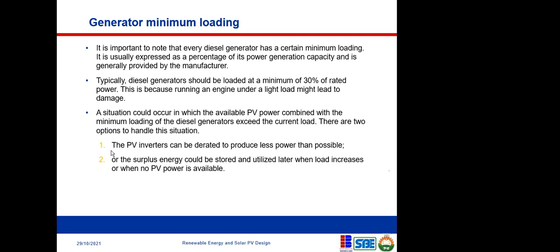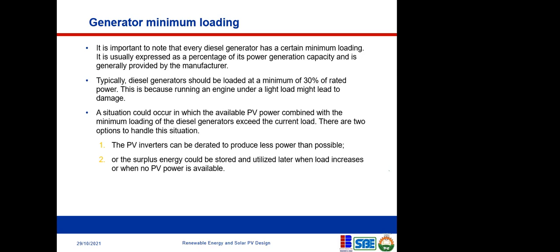One of the ways to handle it is that the PV inverter can be derated to produce less power than possible. So the PV will now reduce the amount of energy that is coming from your solar system and then augment it from the generator. So your generator can now operate at 30% minimum loading, and then it will take the remaining power from your solar system, just so that your generator can run efficiently. 30% is not even efficient, but just so that your generator can operate in a way that it will not cause damage to it.